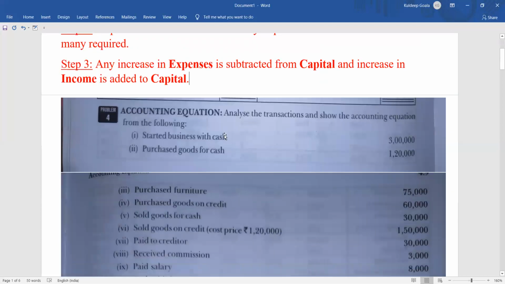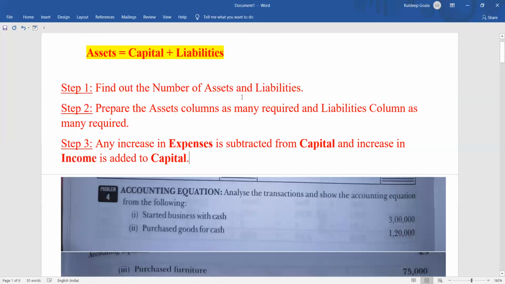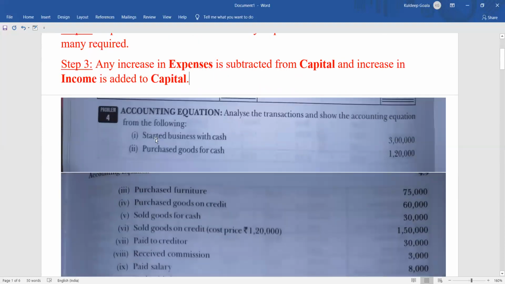So the first question is here: analyze the transactions and show the accounting equation from the following transactions. First, we will find out the number of assets and number of liabilities. The first one is started business with cash. As we have done in case of journal, in the same way you have to find out the items. Started business with cash 3 lakh.